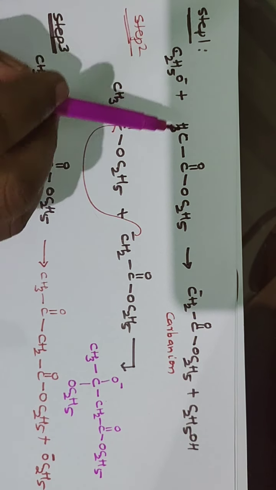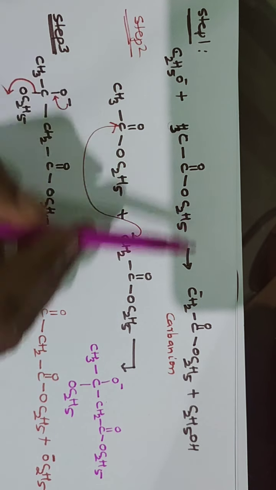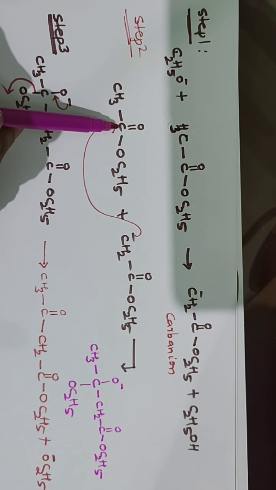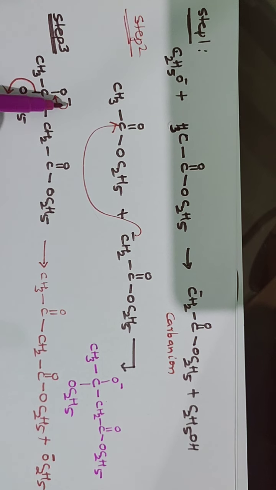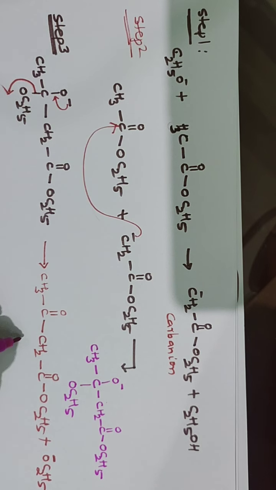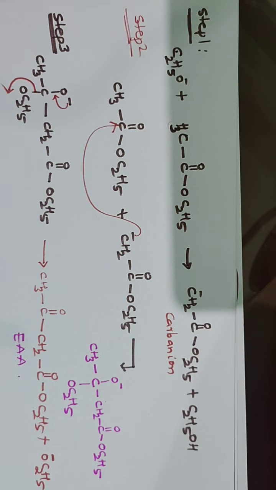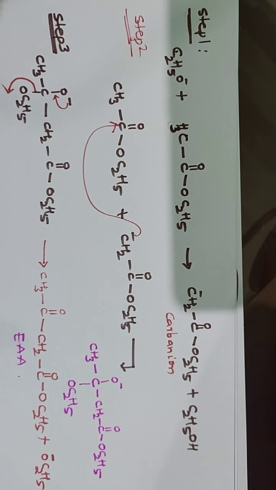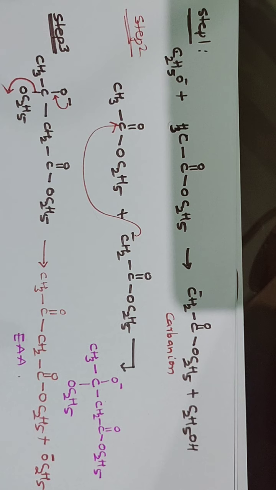I repeat, in the first step, ethoxide ion removes a proton, resulting in the formation of this carbanion. This carbanion attacks another molecule of ethyl acetate. When it attacks, the double bond O becomes single bond O minus. In the third step, this O minus moves here, the negative charge. So this bond breaks, resulting in the formation of ethyl acetoacetate. But this is not the product that we are going to get, even though we are expecting this product.